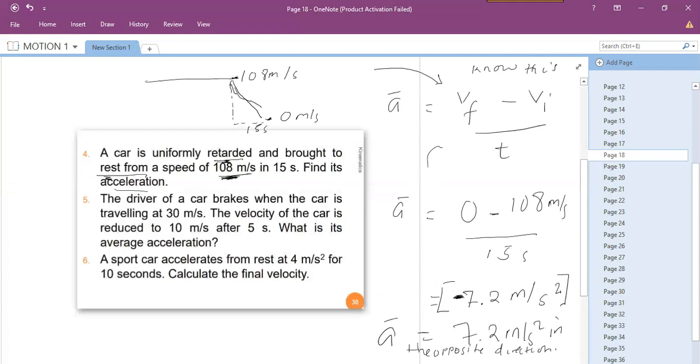Let me just explain this question once more. We defined acceleration as this: where there is a change in velocity, there is acceleration, and it's a vector quantity. It's final velocity minus initial velocity over time.